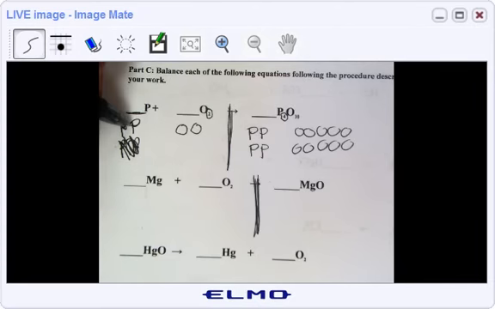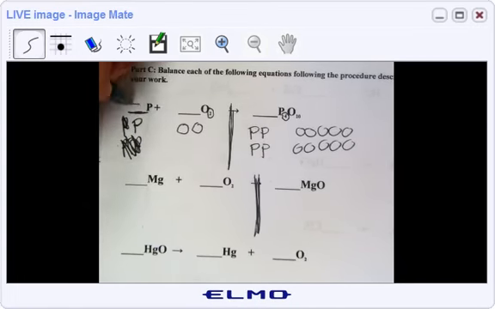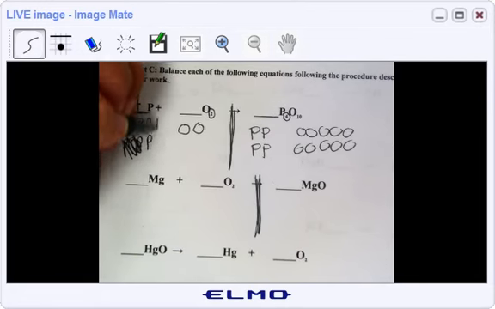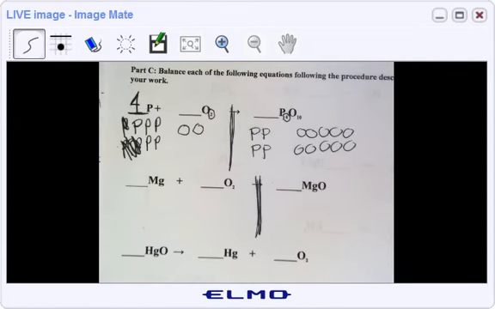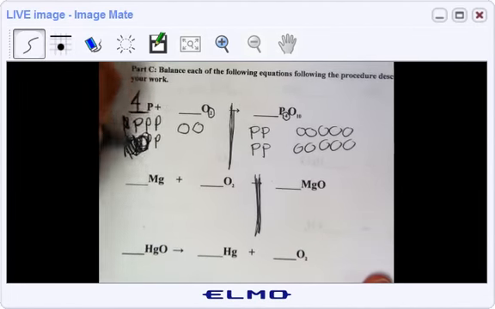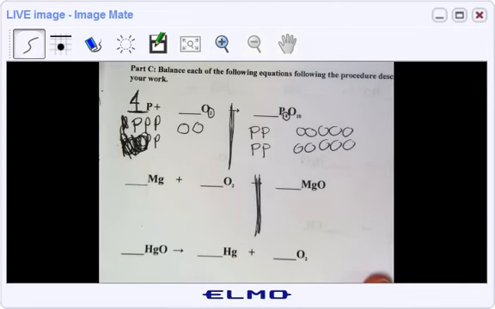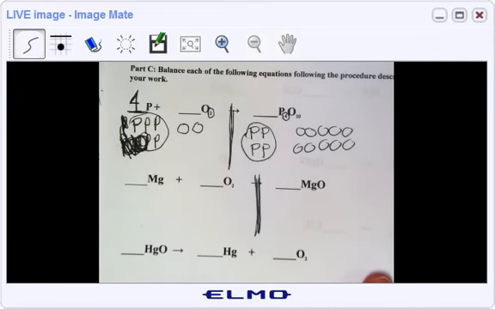So I need more P's on this side. There's 4 here, so I'm going to put a 4 here. By putting a 4 there, it does not mean add 4. That's not what that means, okay? By putting a 4 there, it means you have 4 P's total. That's it. 4 P's total. It doesn't transfer over to the oxygens or anything. It's just for the P's. So now our P's are even. 4 P's here, 4 P's here.